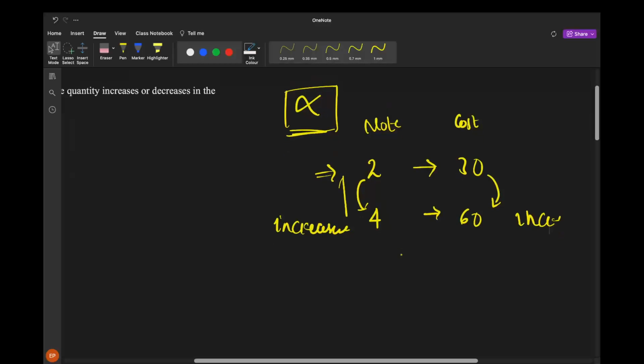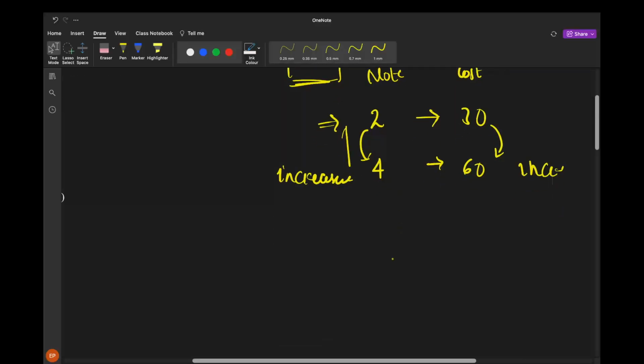So basically what does a ratio mean? A ratio is a comparison of two quantities of the same kind. Here what is the quantity? Notebook, same kind, right? So 2:4 books. Initially it was 2, next I bought 4 notebooks. What about cost? This is also the same kind. Initially it was 30, next time it becomes 60. Are both equal? Yes, you can check by cross multiplying.